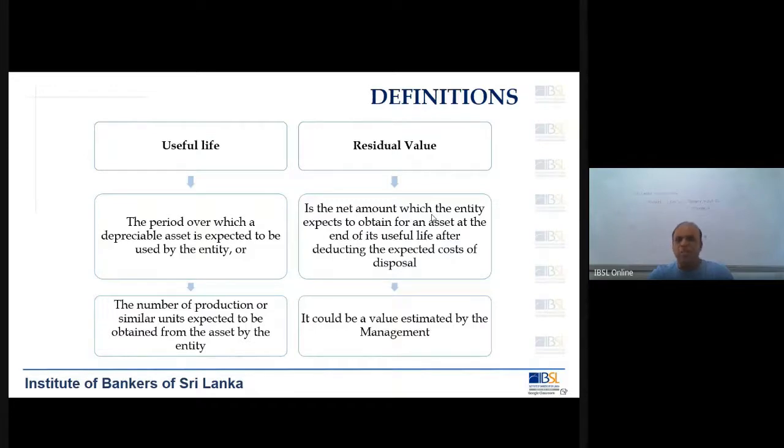So what is residual value? Residual value could be a value estimated by the management. As I told you, today you have to decide, okay, I am going to use this asset, and after a period of 3 years, I will be able to sell this asset for 10,000 rupees. Which becomes very unrealistic because we don't know what the future will be.